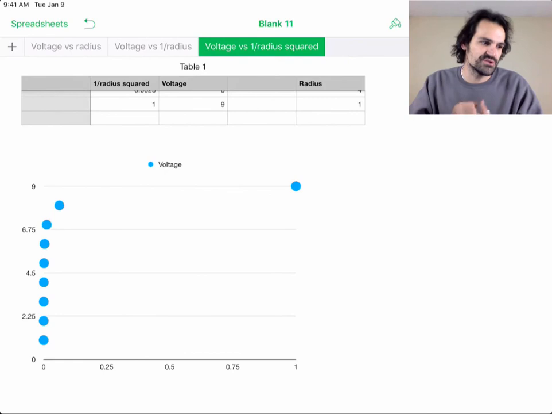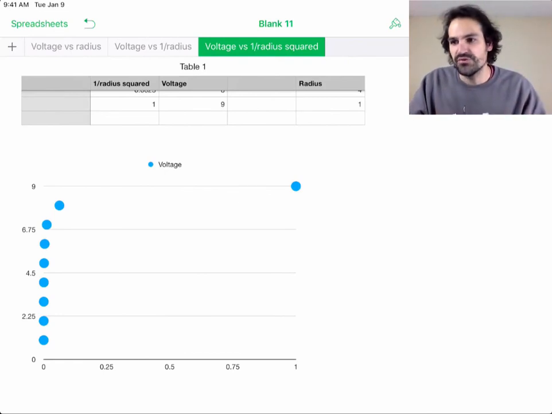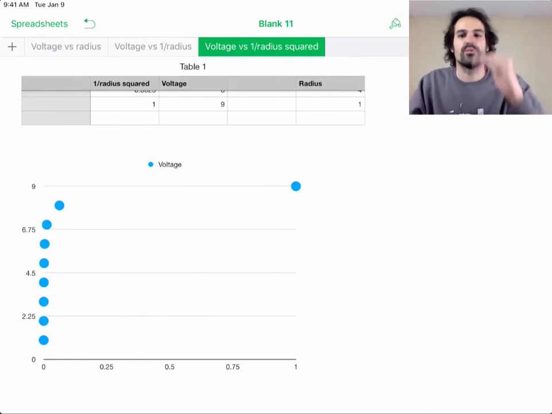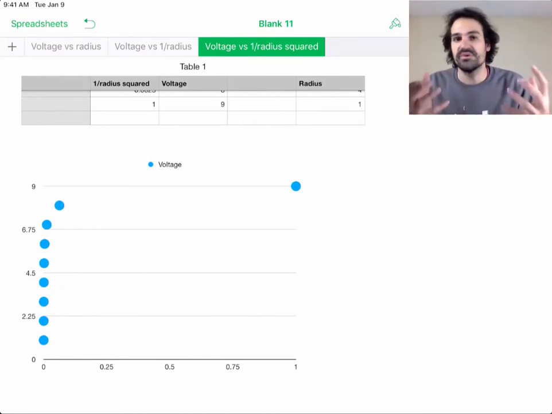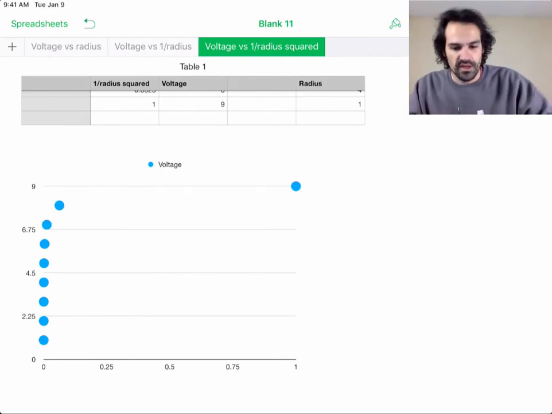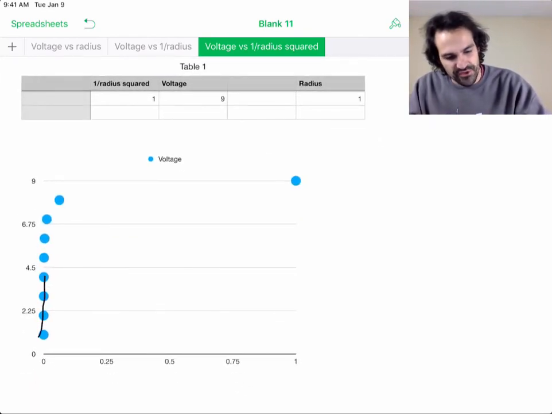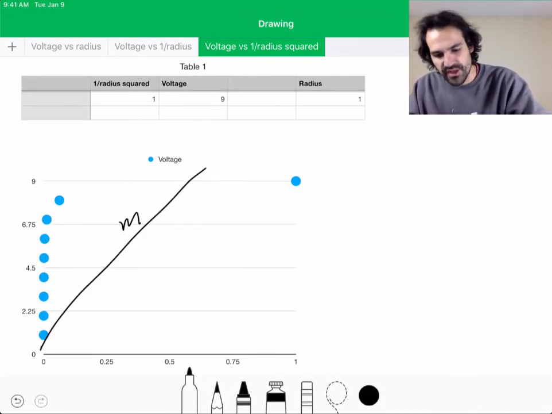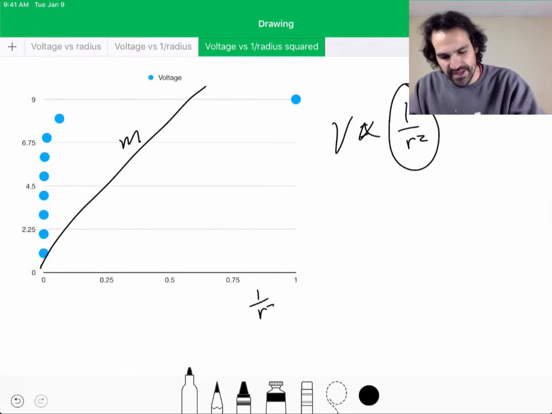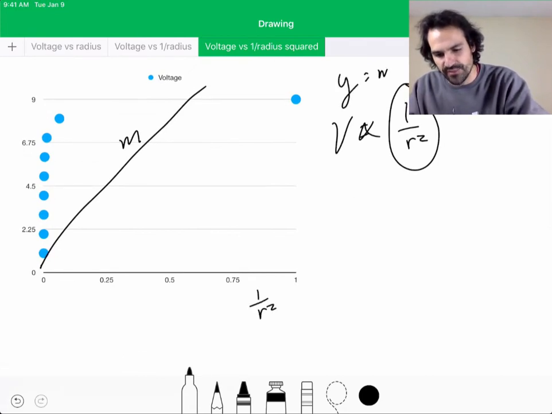And anytime you actually do collect real data and you find that it's an inverse, it should come out to be 1 over x or 1 over x squared. So one of these will spit out a linear proportionality to you. So if this one did spit out a linear relationship of slope m, then we would know voltage is proportional to 1 over r squared, because that is our x-axis, y equals mx. So voltage equals m times 1 over r squared.